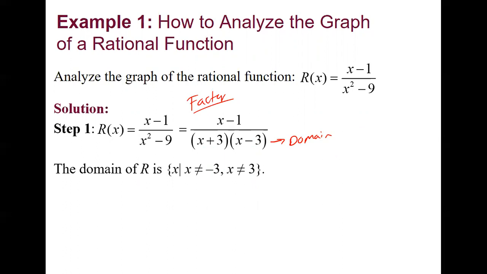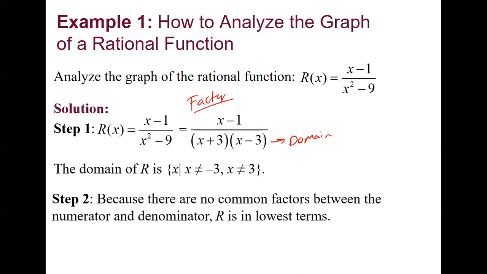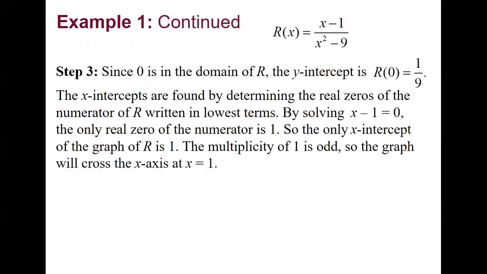Do you feel like you could find the domain? By factoring and setting the factors equal to 0. Easy enough? Okay, we're going to continue. Next, because there are no common factors between the numerator and denominator, r is in its lowest terms. So I can't reduce it. I can't find if there's a hole. So because there aren't any holes, that means I have asymptotes.